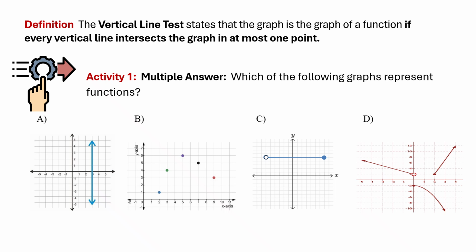So to answer this question, you can use the vertical line test. The vertical line test states that the graph is the graph of a function if every vertical line intersects the graph in at most one point. So choose your answer.